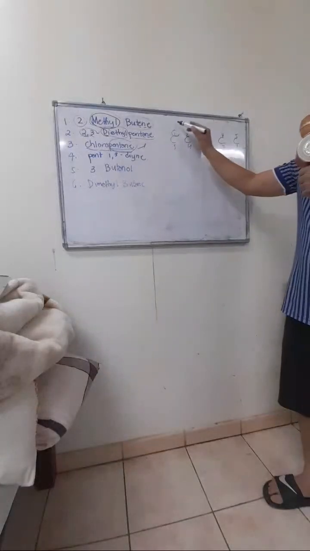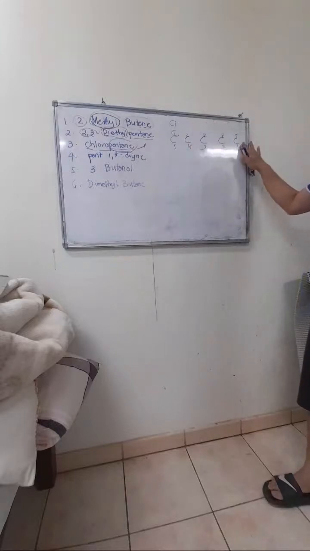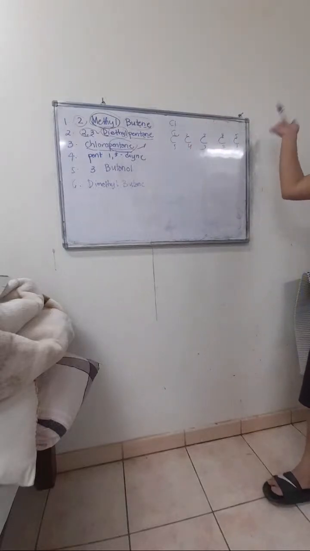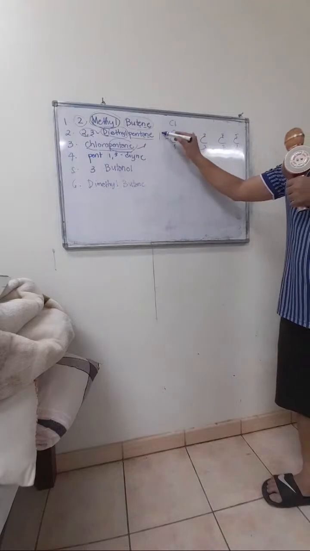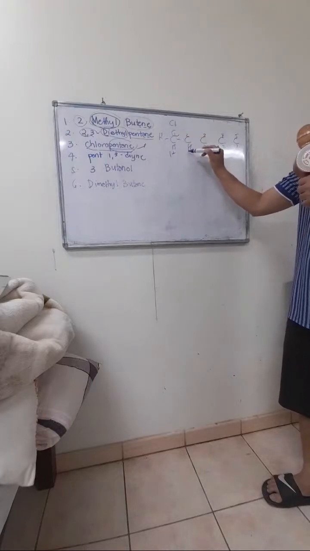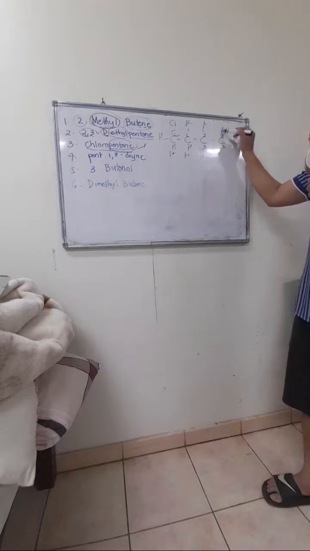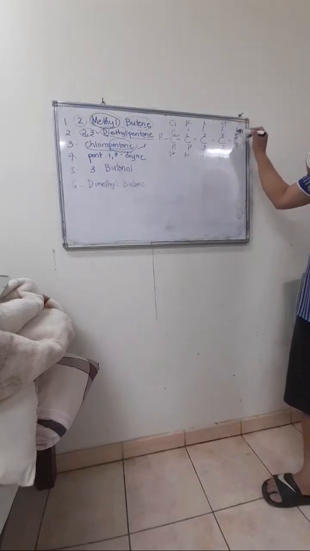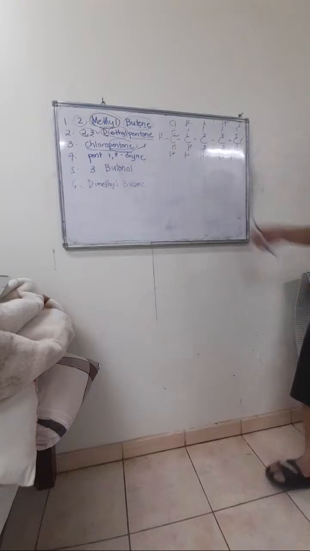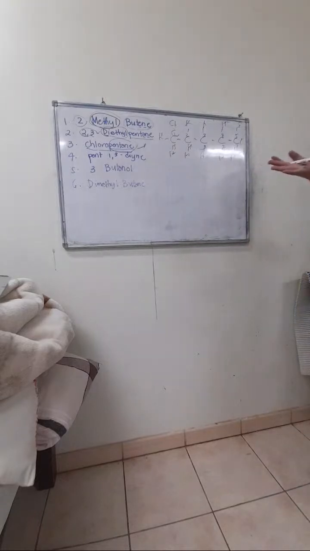So the chloro will be here, for example, on carbon number 1. The rest will be hydrogen. Then you already know what to do for the condensed formula because I told you, right? Just follow the pattern, and do it by yourself.